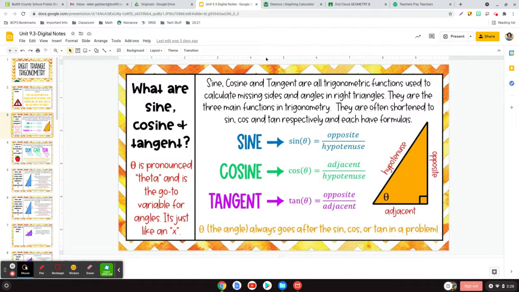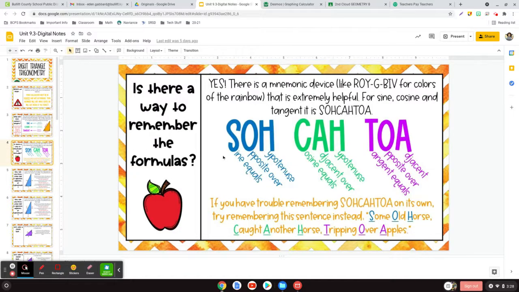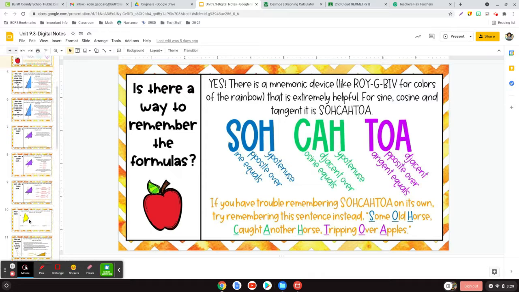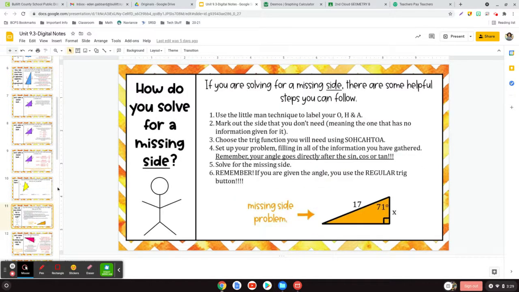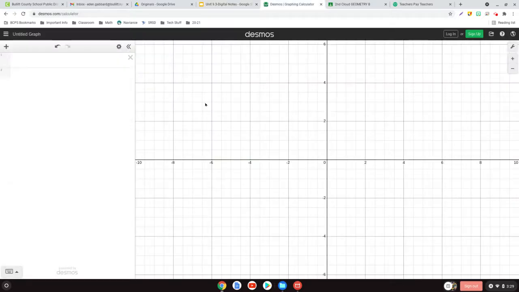So the next thing that we're going to look at is using our SOH CAH TOA, our shortcut to remembering what function we use, and we are going to apply it to finding the missing side of a triangle. So you need your notes open and you need your Desmos calculator open.